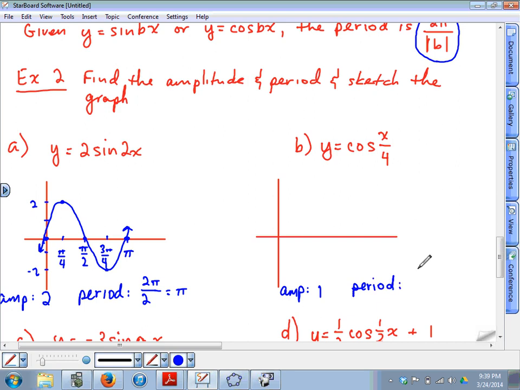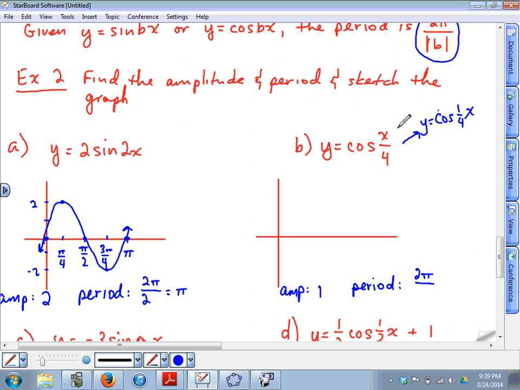The period formula is 2 pi divided by the absolute value of b, where b is the coefficient of x. Sometimes it's hard for students to identify the coefficient in this kind of situation. Cosine of x over 4. The number directly in front of x is 1, but what's happening to the 1? 1 is being divided by 4, so the coefficient is truly 1/4. Another way to think about this function is y equals cosine of 1/4 x.